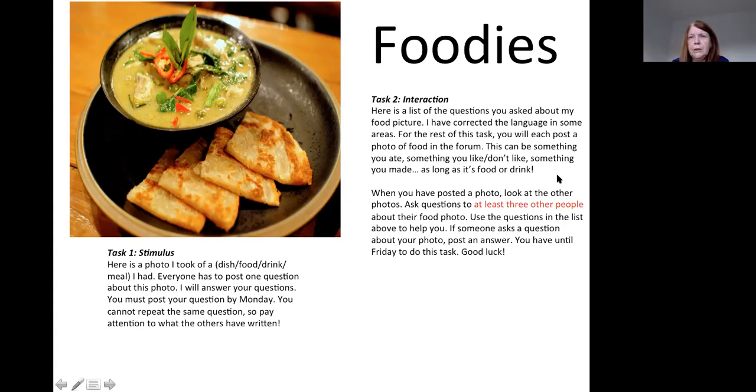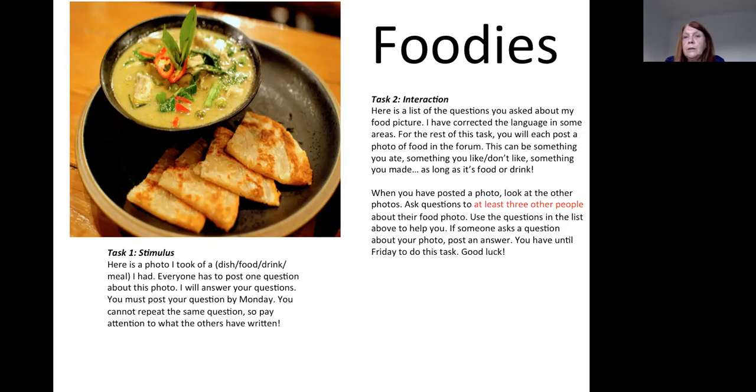Task 2 is interaction. Sorry, I'll just move this a little bit so that you can perhaps see. A list of the questions you asked about my food picture. Here, I have corrected the language in some areas. Now, this is feedback in the middle of a series of tasks. The reason for giving feedback in the middle rather than right at the end of this series of activities is that the feedback and error correction will actually help for the rest of the task. So giving feedback and error correction in the middle of a series of activities is quite a good idea because it will help them in the rest of the task.